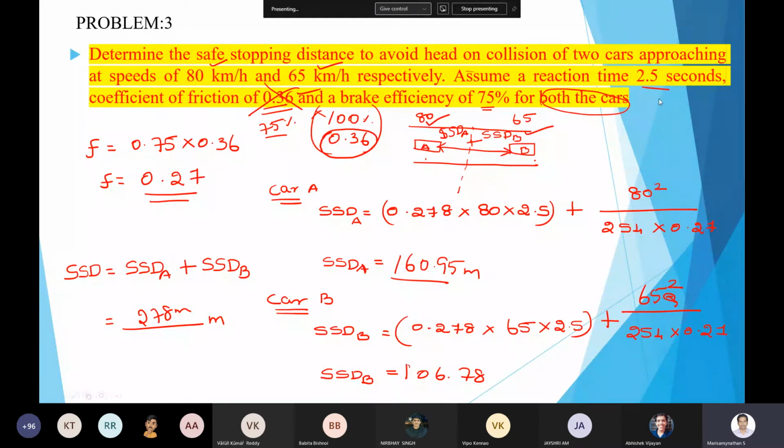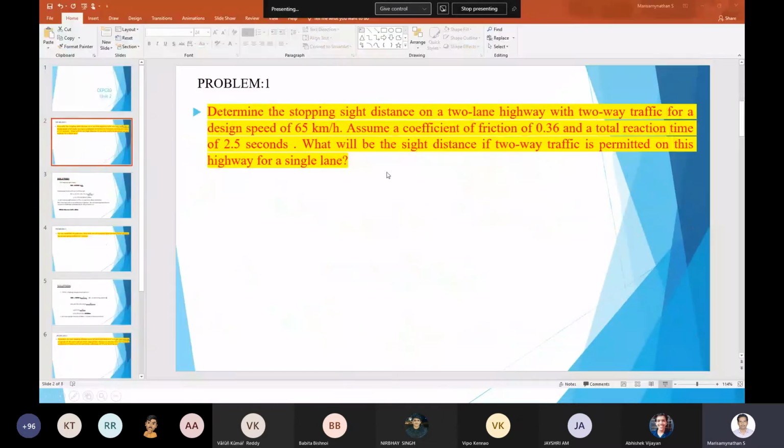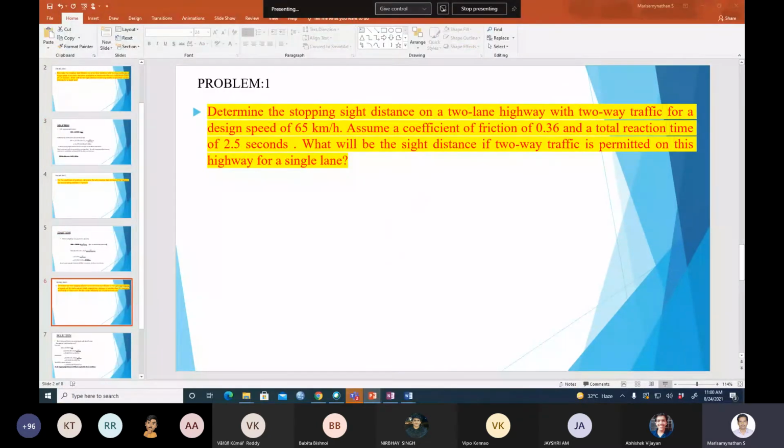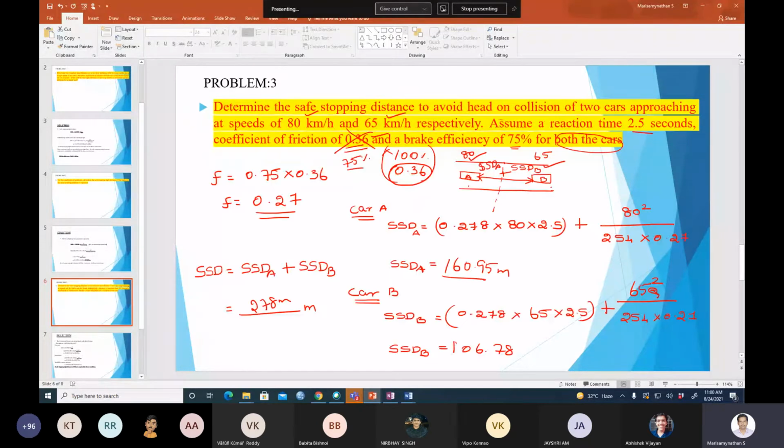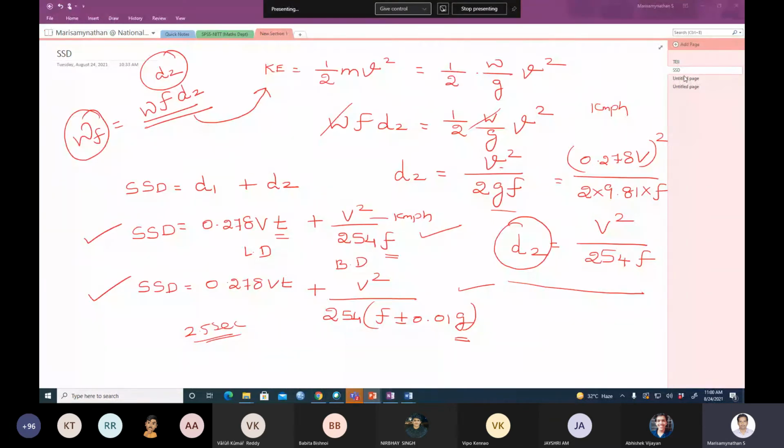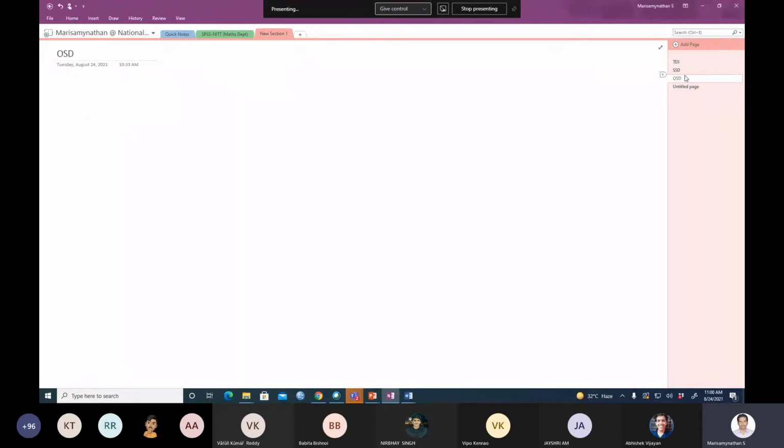Is there any doubt from the student side for the stopping sight distance? It is simple, but sometimes you may get confused with respect to the given units, so you have to take more care by reading the questions once or twice.